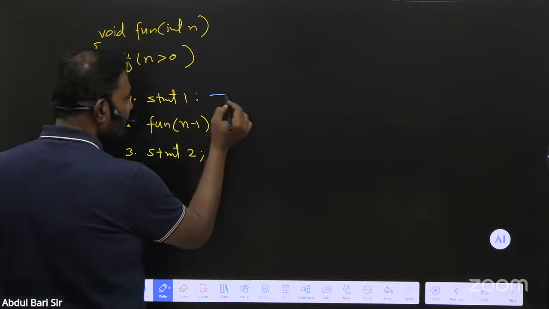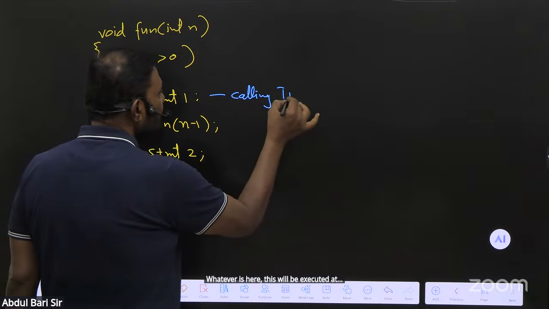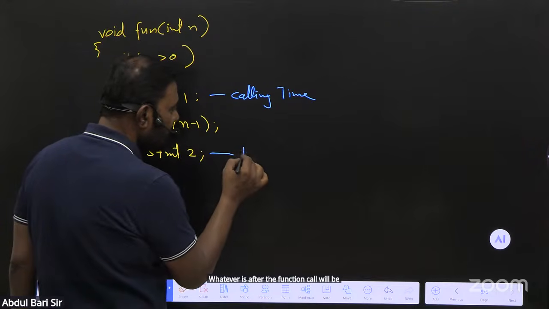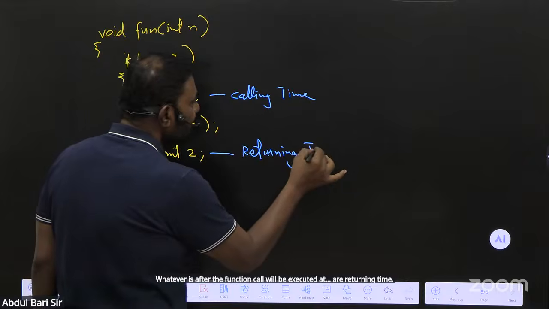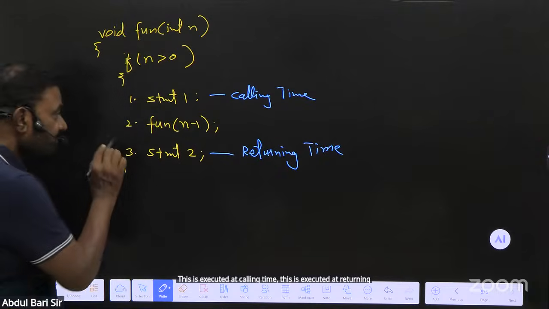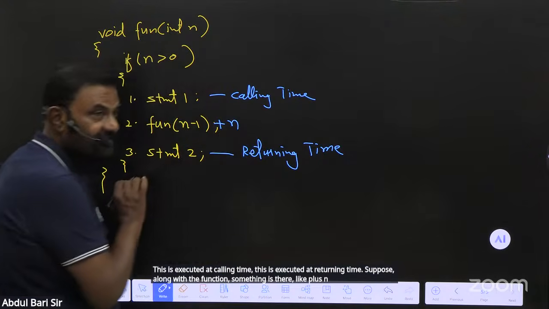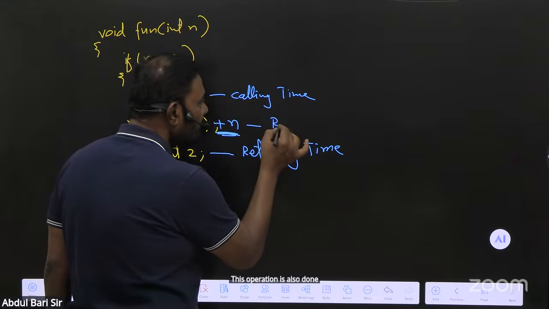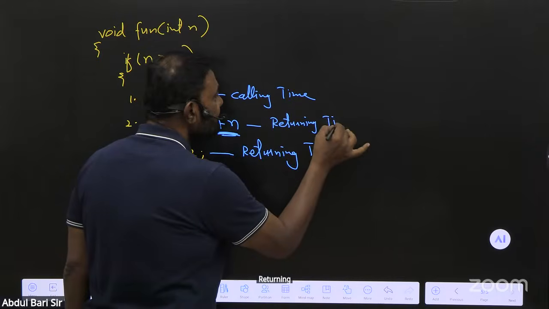Whatever is here will be executed at calling time. Whatever is after the function call will be executed at returning time. This is executed at calling time. This is executed at returning time. Suppose along with the function call something is there like plus n. This operation is also done at returning time. This is very important.